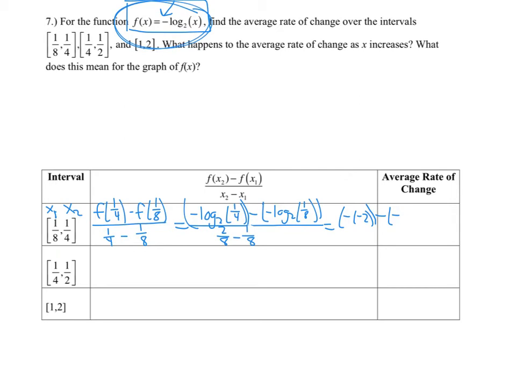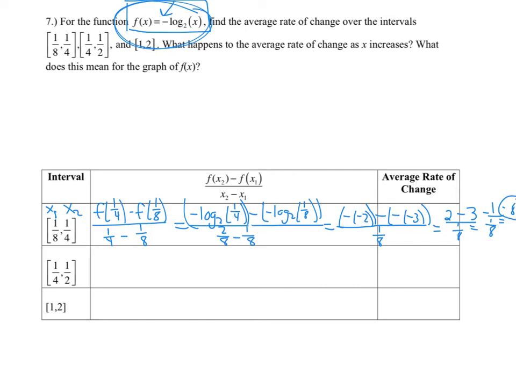So it's the opposite of -3, all of this over positive 1/8. Okay, so it's really positive 2 minus positive 3 over 1/8, or negative 1 over 1/8, but we never divide by a fraction, we multiply by its reciprocal. So this in the end is going to give me -8 as my first average rate of change.